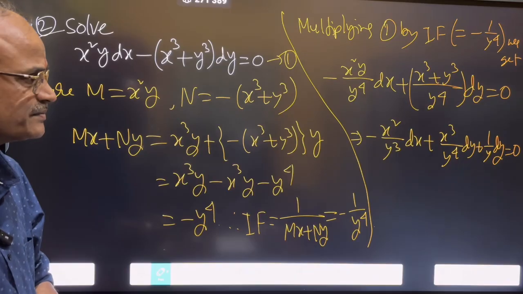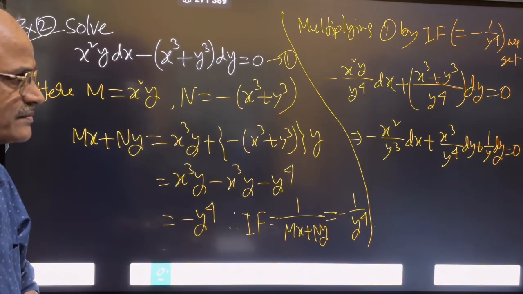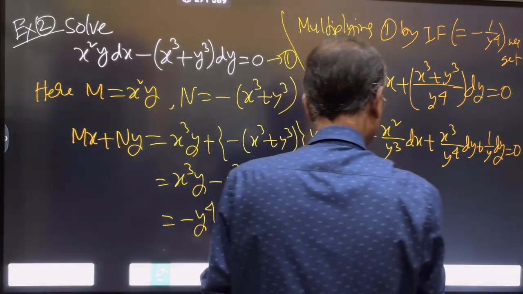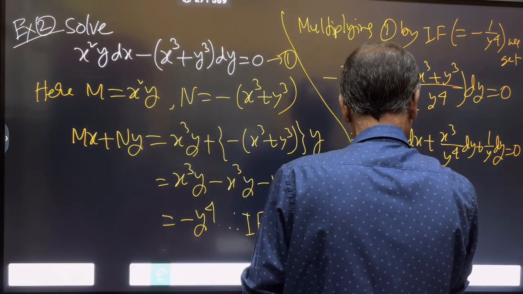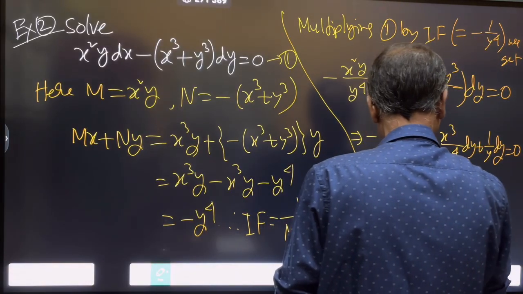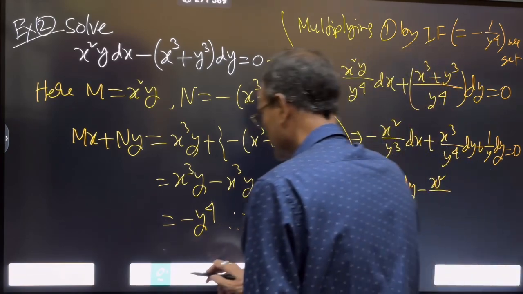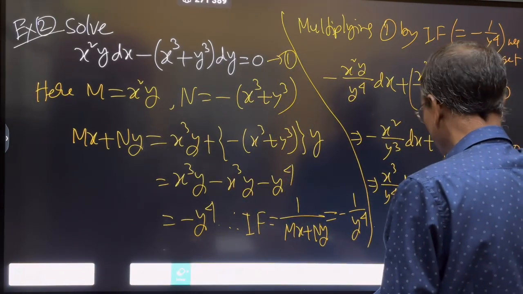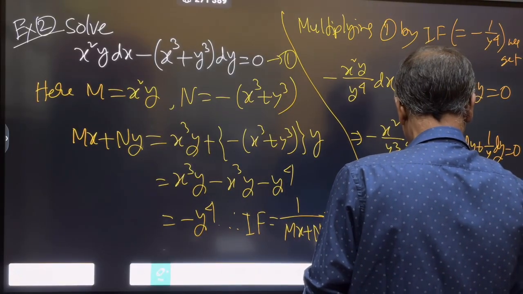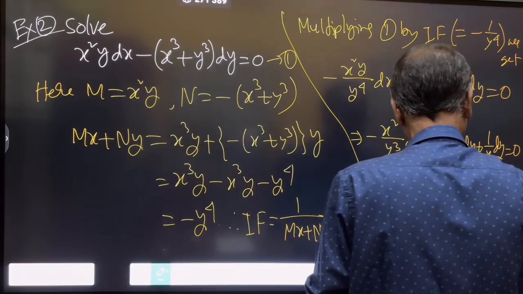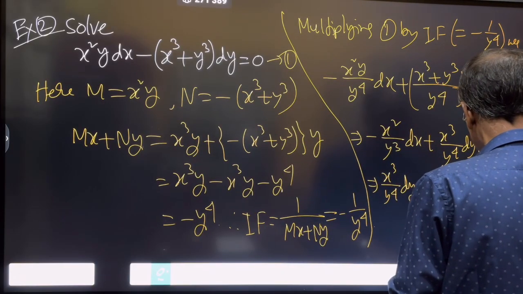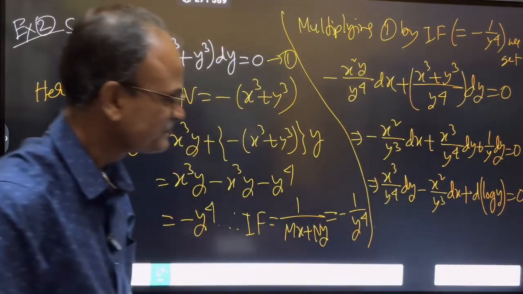x cube by y to the power 4 dy minus x square by y cube dx plus, it can be written as d of log y. This is equal to 0. You may write like this.